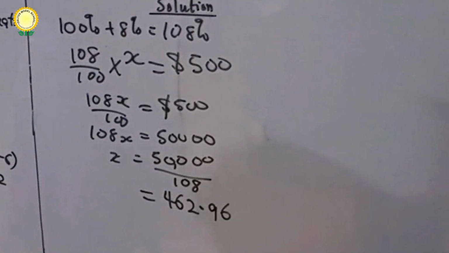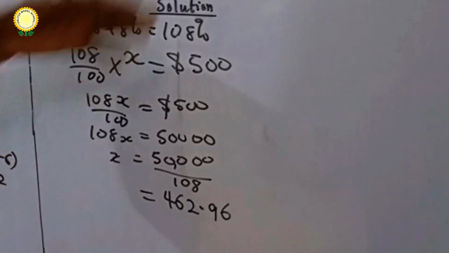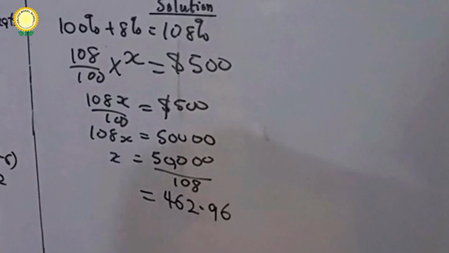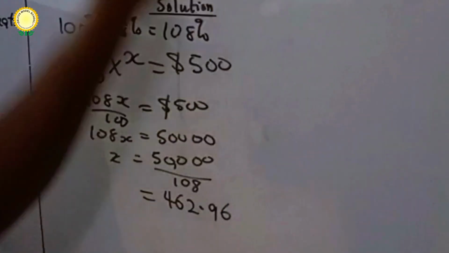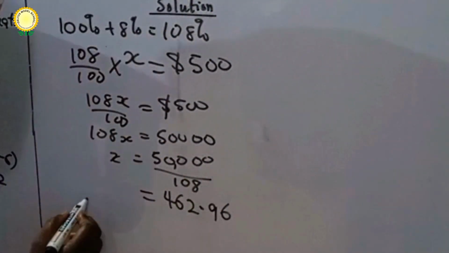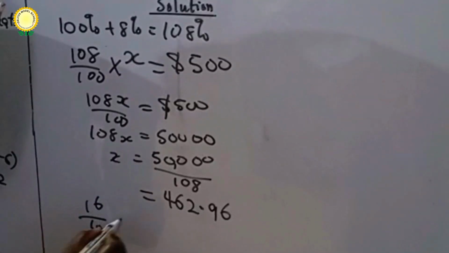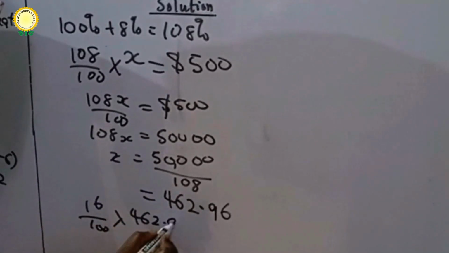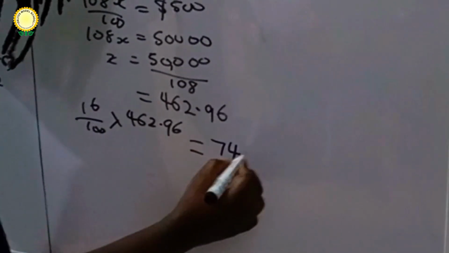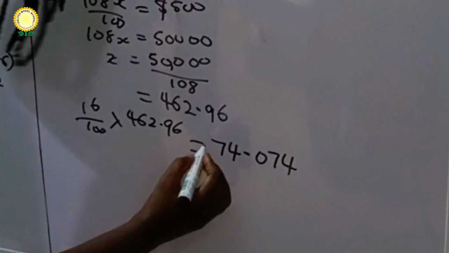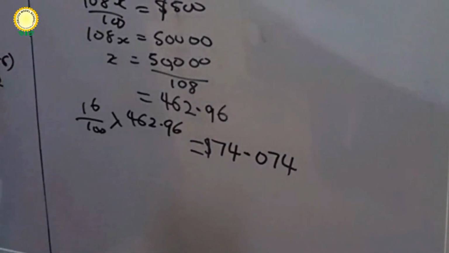So now we are asked to find at what price should it be sold to make a profit of 16%. There are also different ways of doing it. We just make it easy by finding 16% of 462, rather than using the other method of saying 116. So you can just say 16% times 462.96. That will give us what? 74.074. Remember, we are working with dollars.